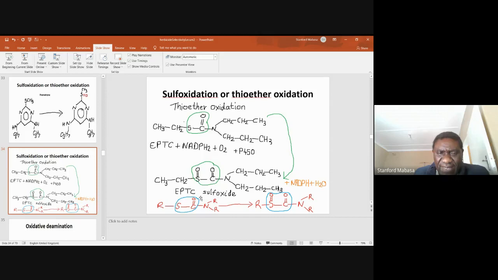Where we have S, I have circled the important structure. If we add oxygen, that is sulfoxidation. And this will cause this herbicide to be less phytotoxic. EPTC is usually incorporated in the soil, and it controls sedges or nut grass in maize.